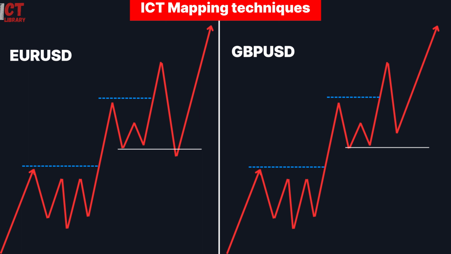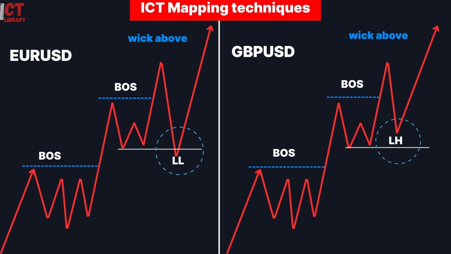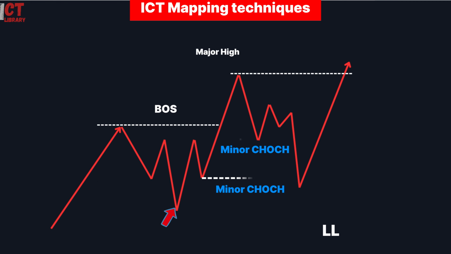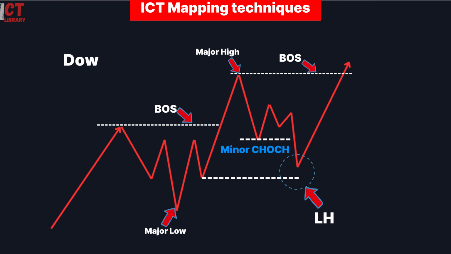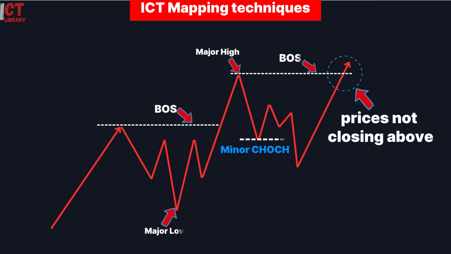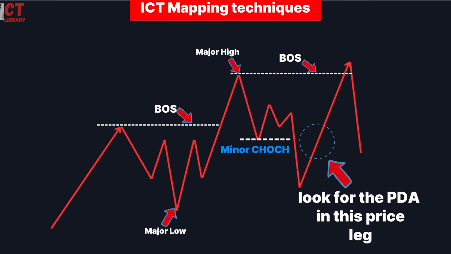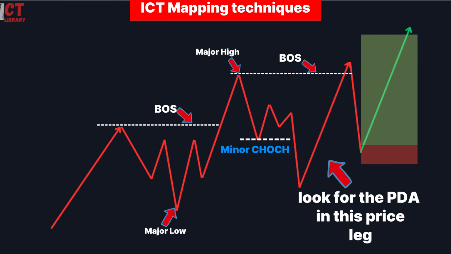For example, the euro-dollar made a lower low while the pound-dollar refused to make a lower low, and we have prices not closing above the recent major high. Also, if Nasdaq made a lower low, the S&P 500 made a lower low, while Dow refused to make a lower low, and we have prices not closing above the recent major high. This means a market structure shift, change of character, and BOS is confirmed. And you can look for the PDA price will go to and plan for your trade setup.